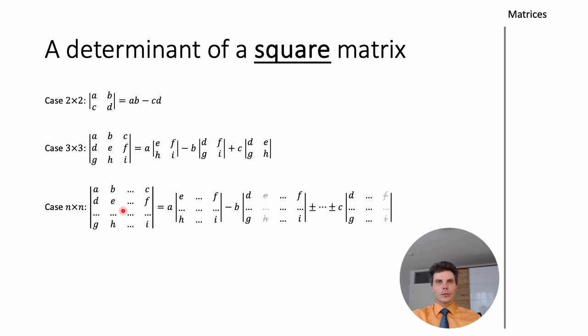That's how we reduce the n by n determinant to the (n-1) by (n-1) determinants. Then we can expand those further, and we reduce them to (n-2) by (n-2) determinants, and so on, until we eventually hit the 2 by 2 determinants, which we introduced by definition previously.